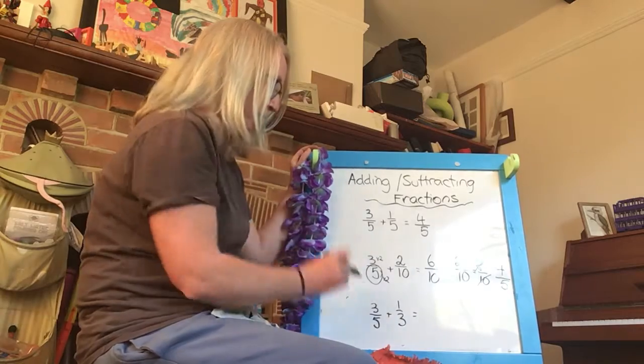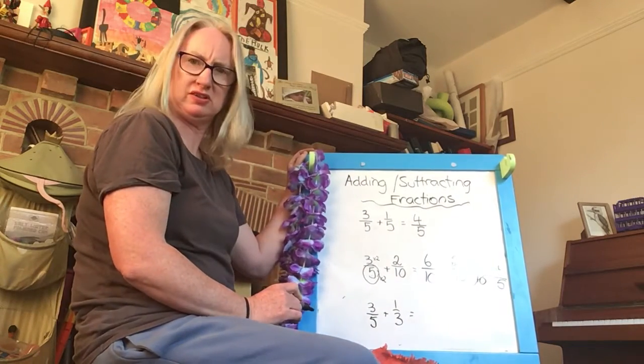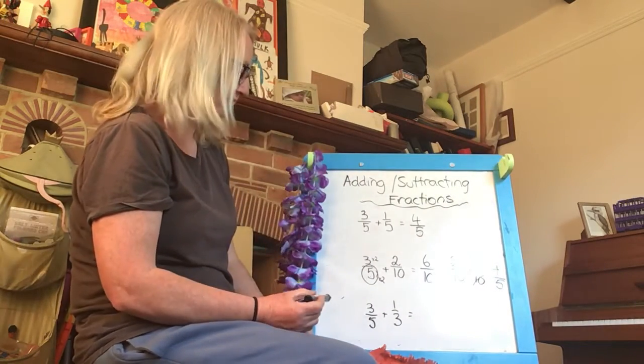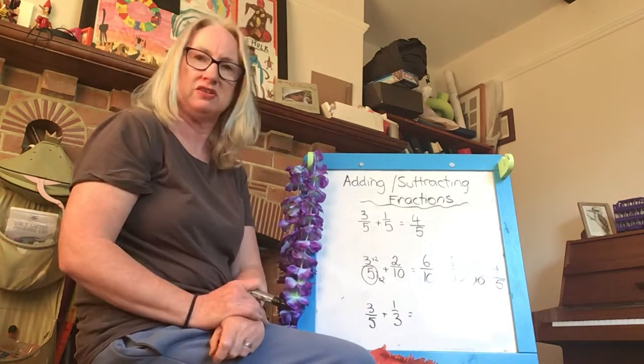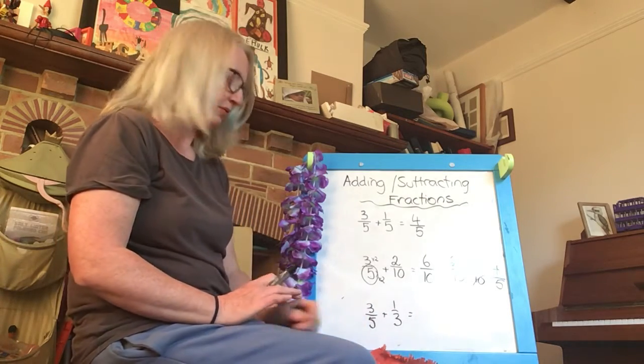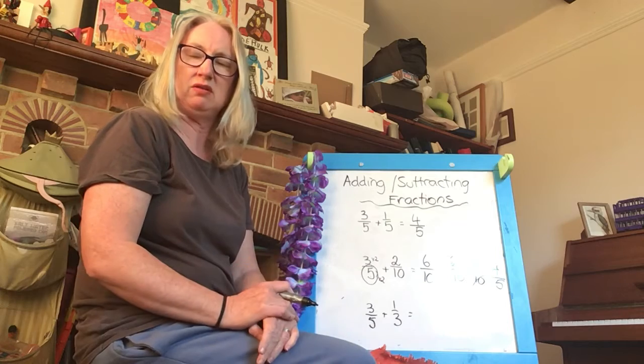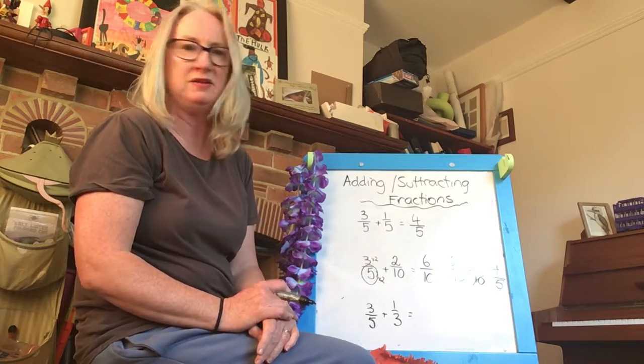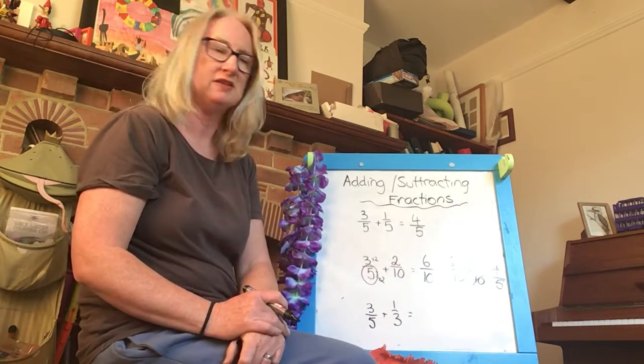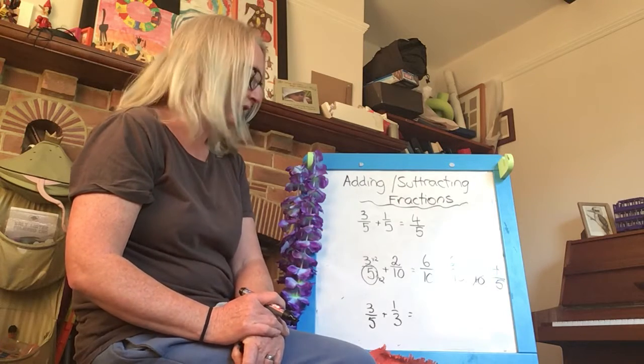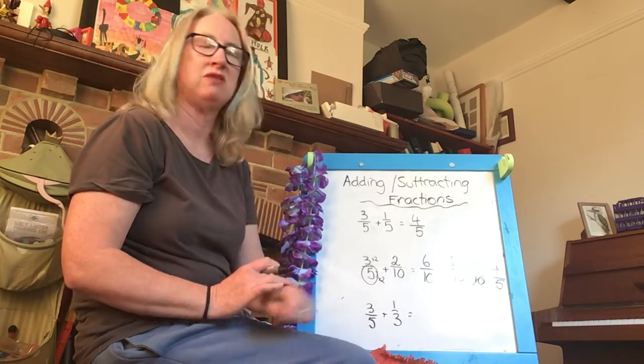The next one, we have 3 fifths plus 1/3. We have 2 completely different things again. We've got fifths and thirds. It's like having apples and bananas. So we can't add apples plus bananas, they'll just be apples plus bananas. So we need to rename them. We're going to rename our fifths and thirds.